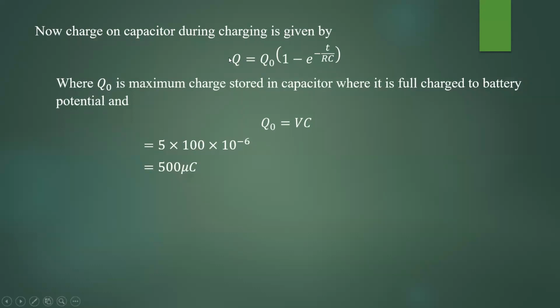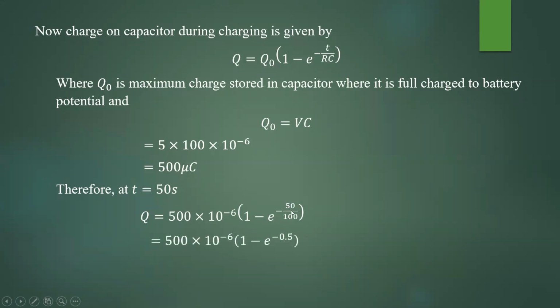Now you calculate the Q value at t is equal to 50 second. So at t is equal to 50 second, Q will be equal to Q naught, that is 500 into 10 to the power minus 6 into 1 minus e to the power minus 50 by 100. So e to the power minus 50 by 100 is e to the power minus 1 by 2. In the next step, I can write this 50 by 100 as 0.5. So you'll get 500 into 10 to the power minus 6 into 1 minus e to the power minus 0.5. So step by step you have to do it.